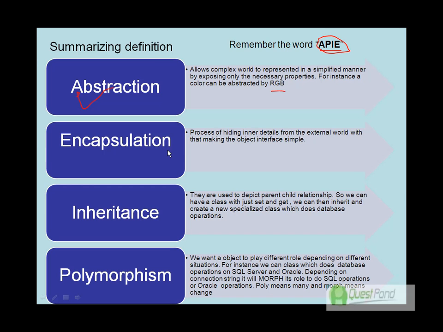The fourth one is polymorphism. Polymorphism helps your component or your object to play different roles under different conditions. For example, you can have a database component, and when you connect to a SQL Server database it acts differently, and when you connect to Oracle it acts differently. So depending on conditions, your object can change its role, and that is called polymorphism. The name itself says poly means many, and morph means change. So polymorphism means your object will act differently under different conditions.